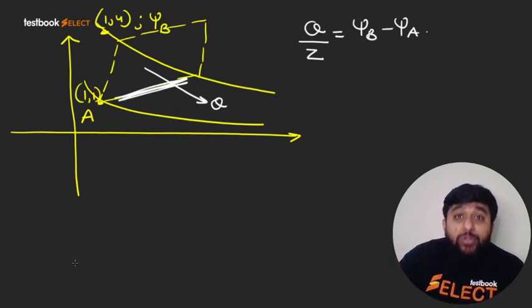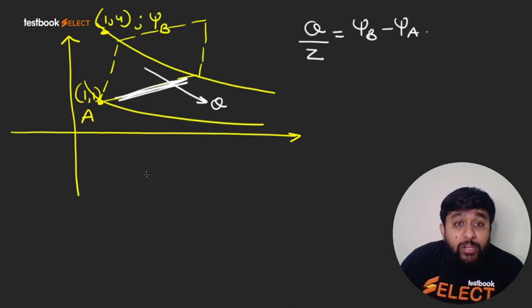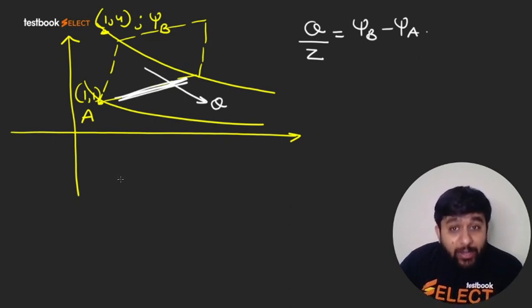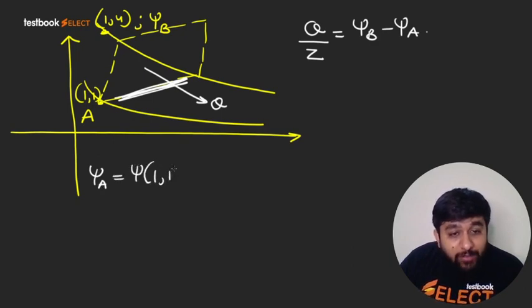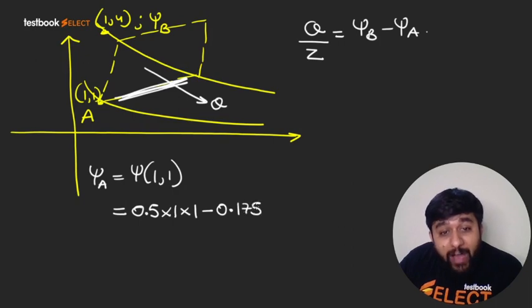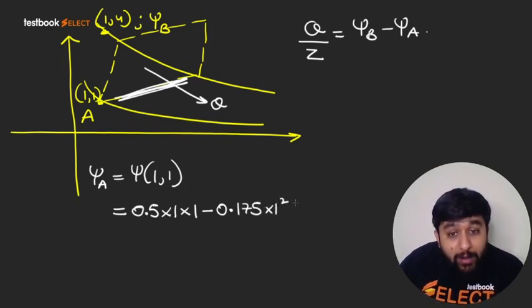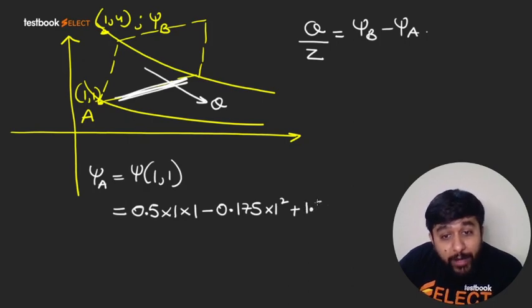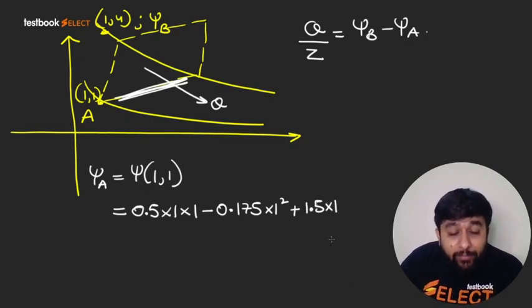I think this is what is asked in the question: discharge per unit width of the flow section. Width means the z direction. So we need to find the value of psi at (1, 1), that is psi a. We will use the expression of psi: 0.5xy at x is 1, y is 1, minus 0.175x squared, that is 1 squared, plus 1.5y, that is 1. And there can be a constant of integration also.